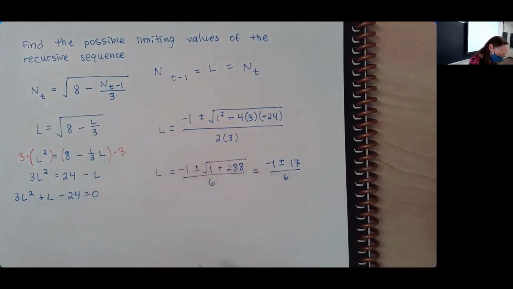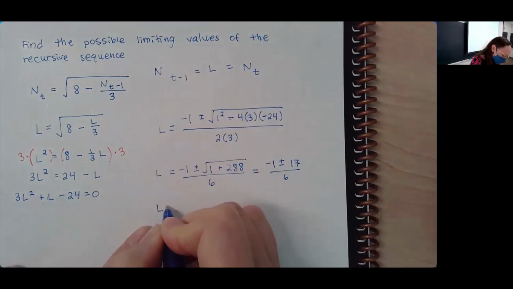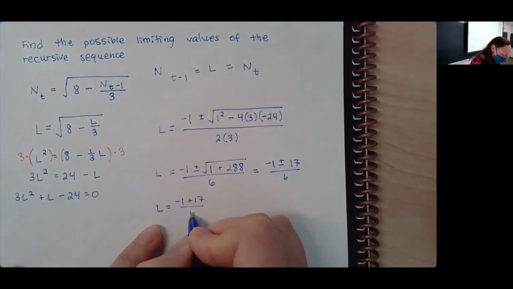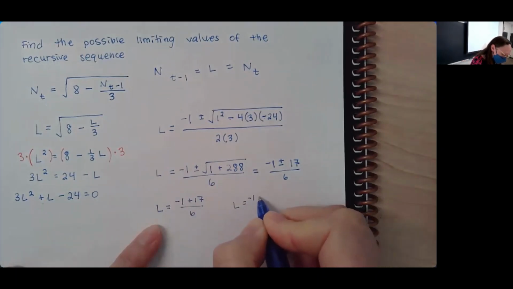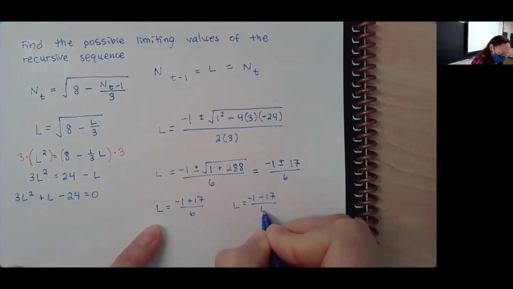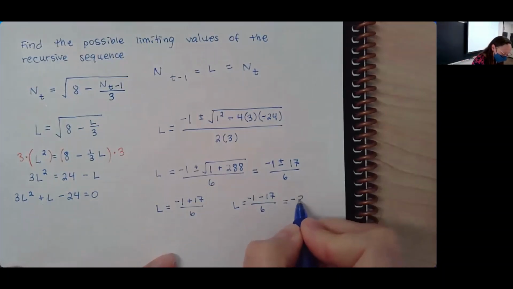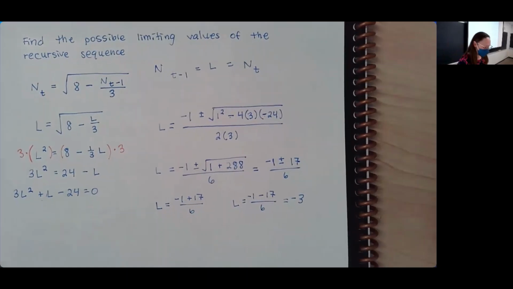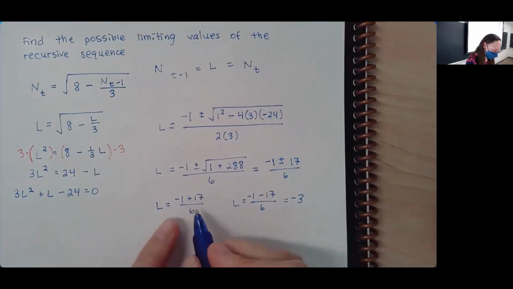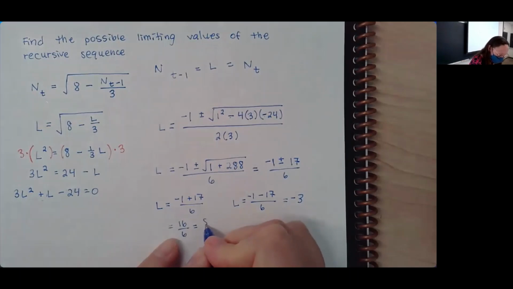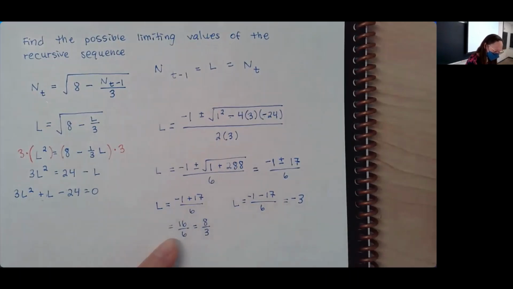So if I turn those into actual numbers for us, that means I'm looking at negative 1 plus 17 all over 6, or negative 1 minus 17 all over 6. Negative 1 minus 17 is negative 18, and divided by 6, I'm looking at negative 3. Negative 1 plus 17 is positive 16 over 6, and 16 over 6 sounds like they're both divisible by 2, so that's 8/3.